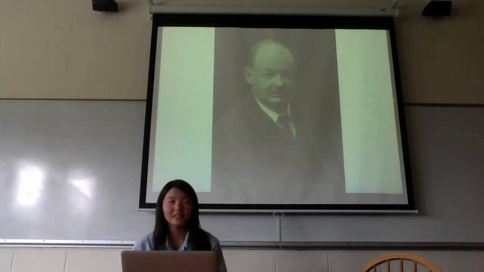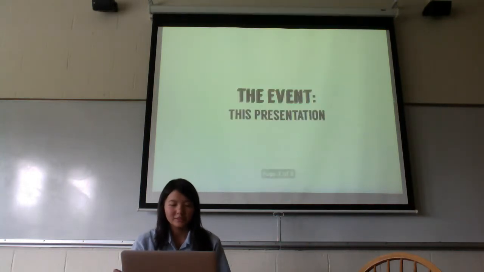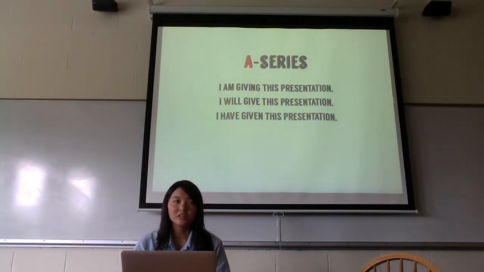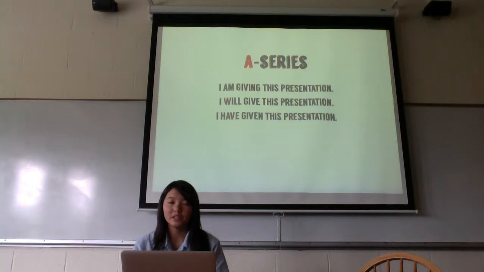And the best way to see how these different theories work is an example. So I'm going to use this presentation as the event that we frame our language around. So these are examples of an A series way of looking at time. Unsurprisingly, the A series is also called the tense theory of time, since it's very reliant on tenses to define where an event is located temporally. So everything centers around the dynamic present.